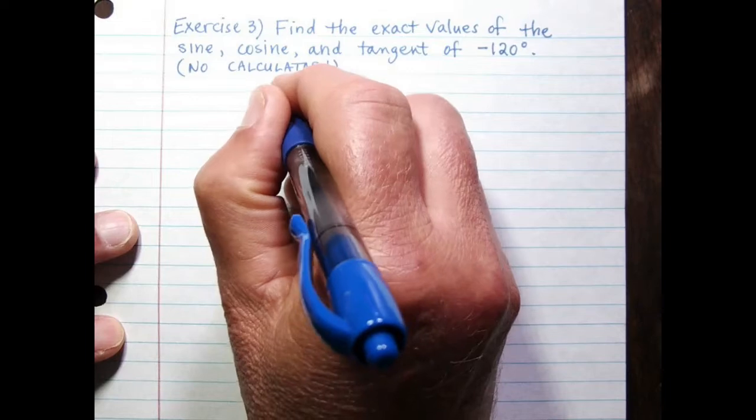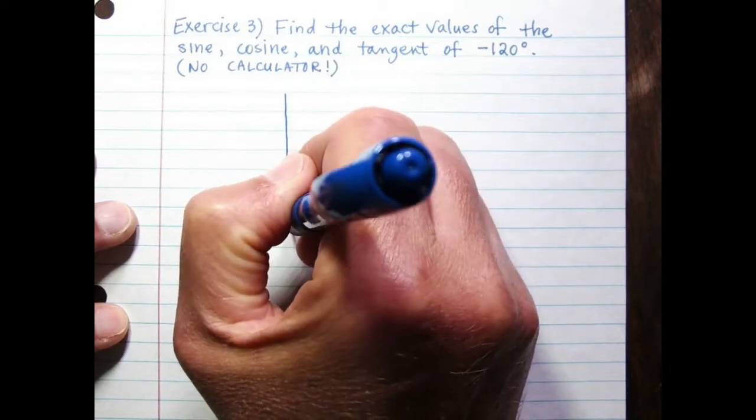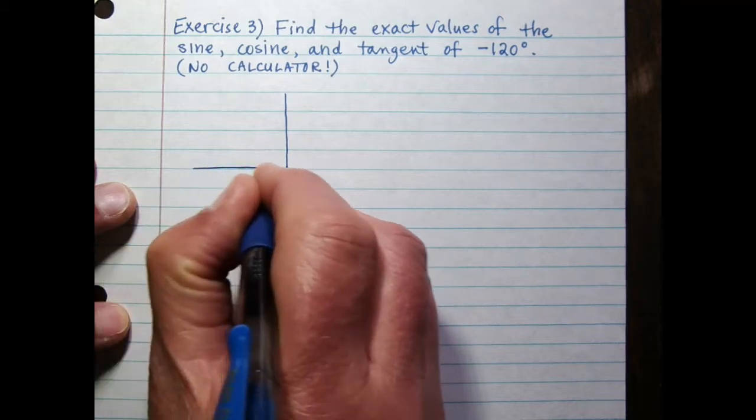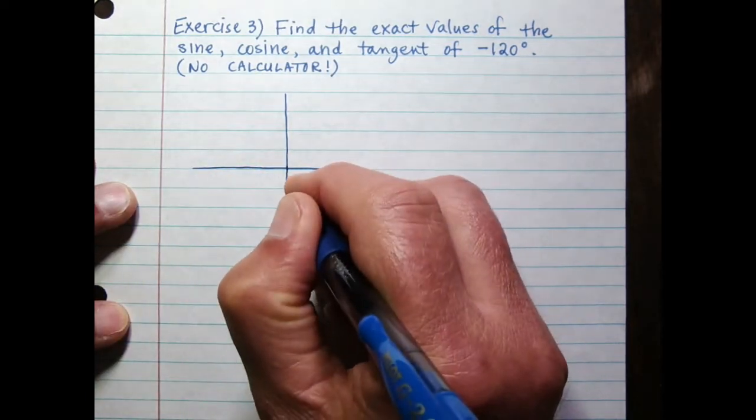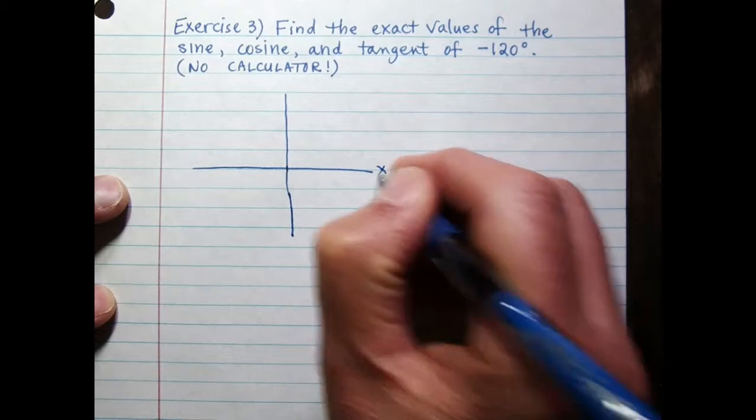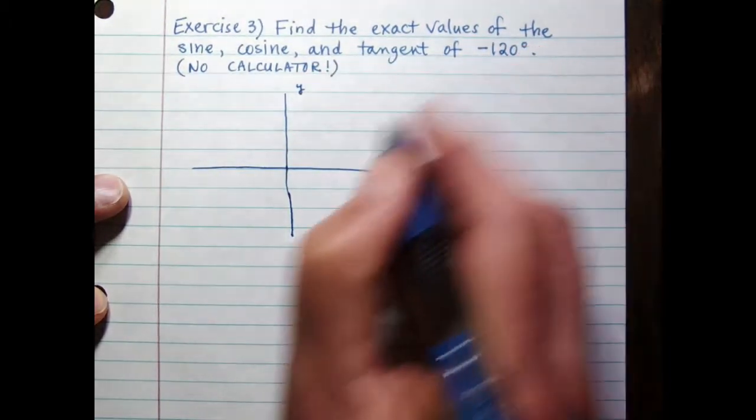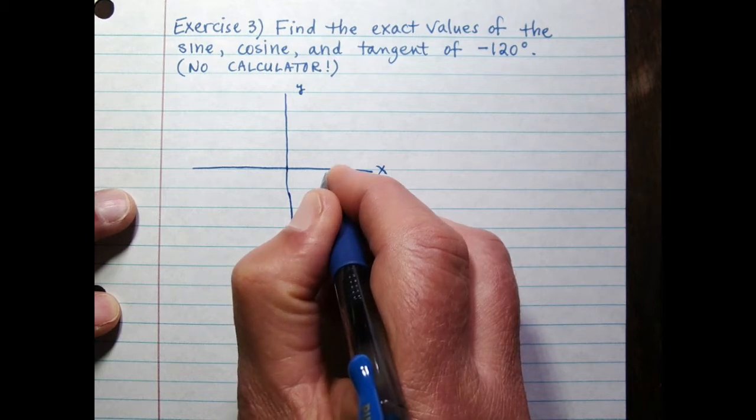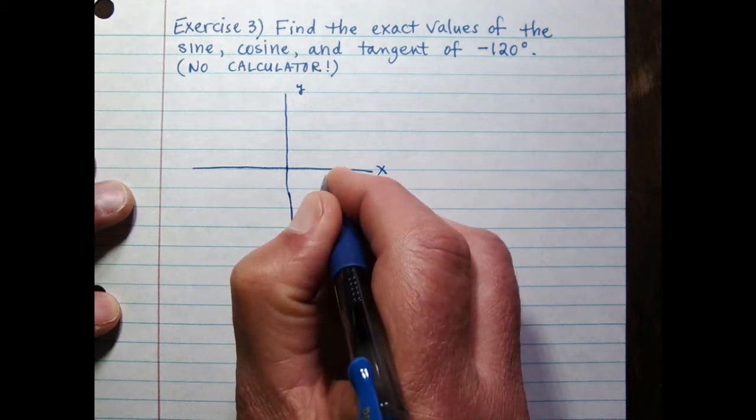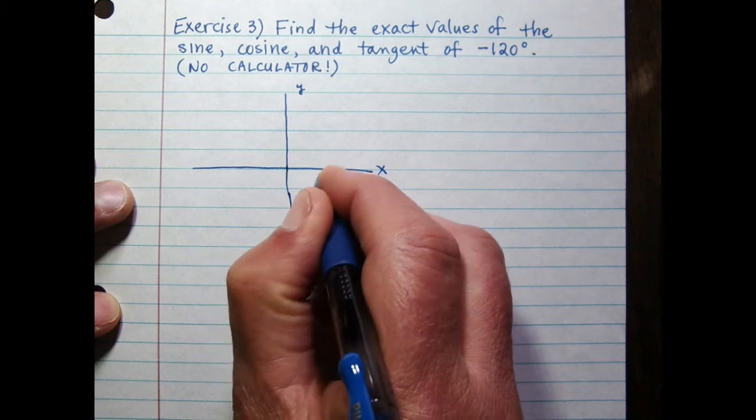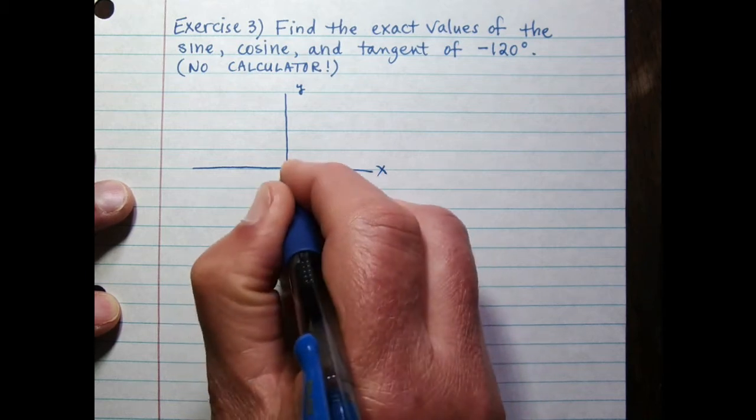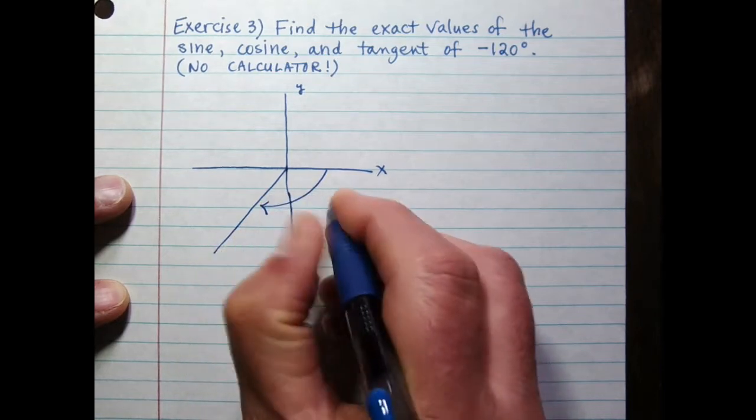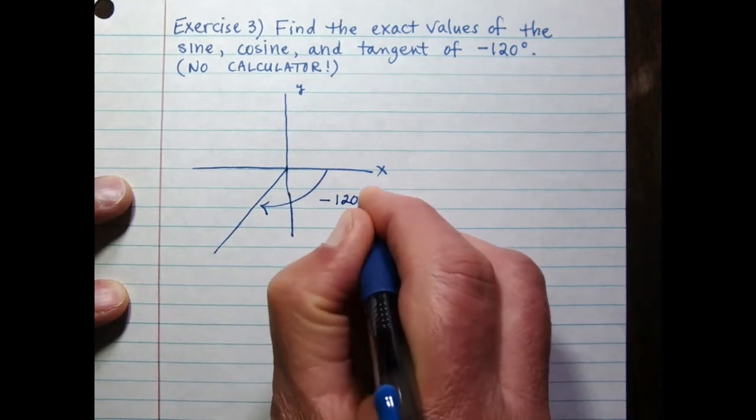The reason we need to draw the angle is we need to determine which quadrant the terminal side lies in. And here's x, y. Now, negative 120 degrees, so we're rotating from the positive x-axis in a clockwise direction. We're more than negative 90, less than negative 180. I think you can see we're going to be here. There's our negative 120 degrees.